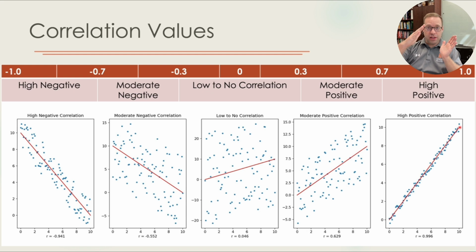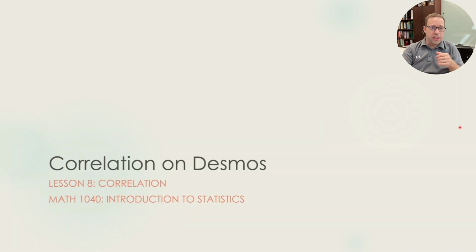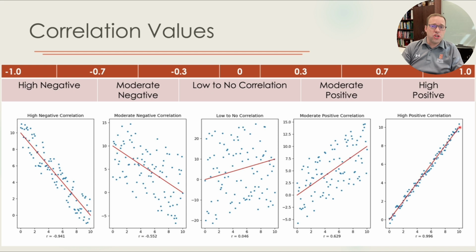The higher the correlation, the closer these points are going to follow that line. If we were to have a perfect correlation, then theoretically those points would be all on the line. But that's very, very rare that we're going to ever see that. So there you go. That is a summary of correlation values. In the next couple of videos, I'll show you how to actually calculate the correlation values.